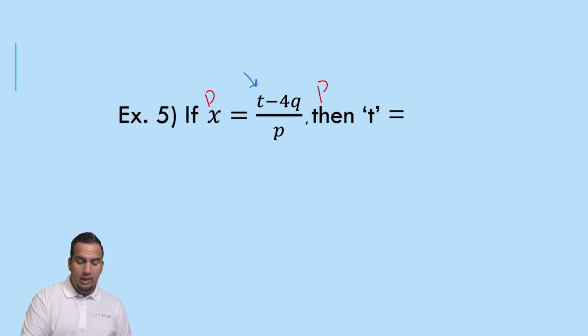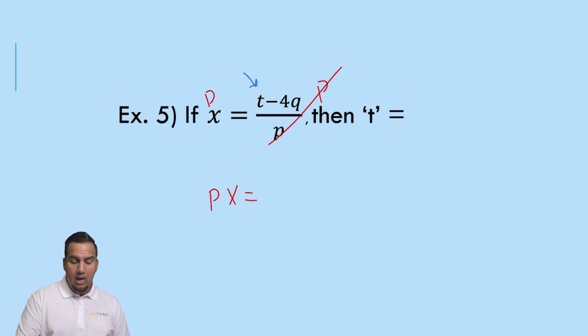Now if I multiply both sides, p times x is going to be px on the left. On the right-hand side, the p's are going to cancel out nicely because they're inverses of one another. I'm left with t minus 4q. I want to isolate the t. So I have to ask myself, what is next to t? It's a negative 4q. So what's the inverse of negative 4q? I'm going to go ahead and add 4q to both sides.